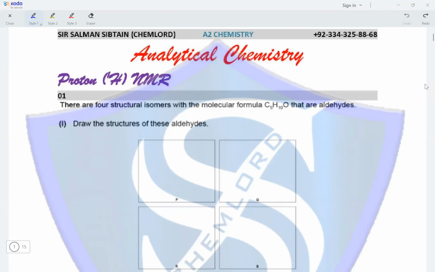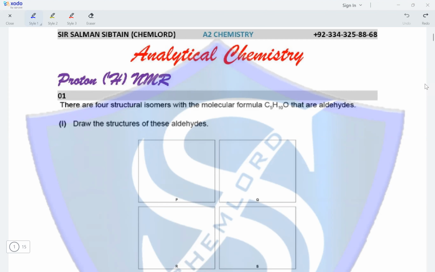Hi guys, this is A2 Chemistry, Analytical Chemistry, and we are doing Proton or H1 NMR. Question 1. There are four structural isomers with the molecular formula C5H10O that are aldehydes. Draw the structure of these aldehydes.